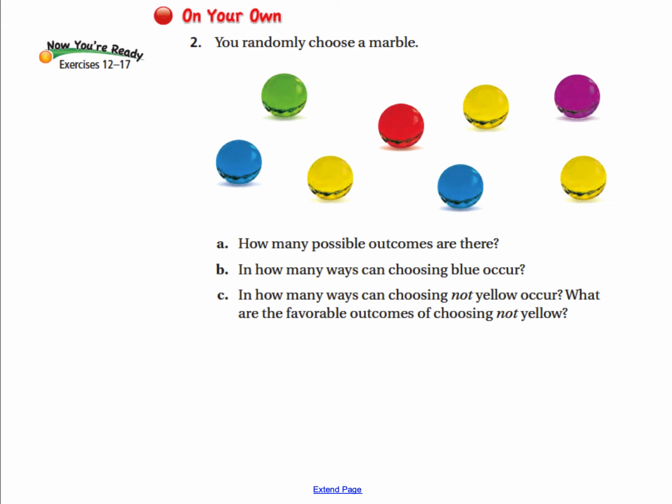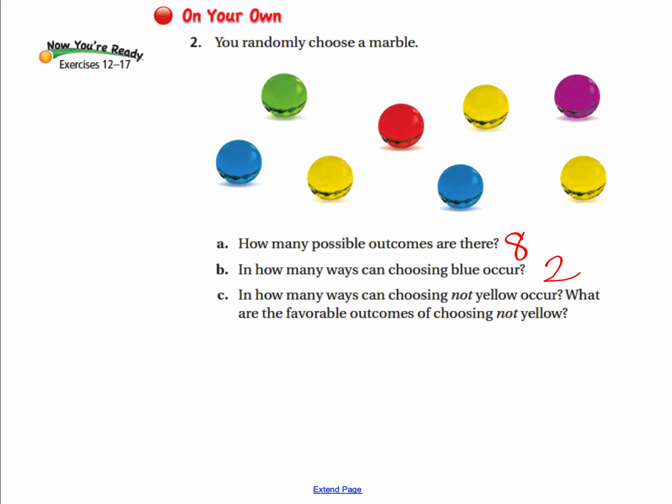Let's look at just a couple more examples. Let's assume you randomly choose one of these marbles. Let's see, there's 8 of them. How many possible outcomes are there? Well, I just gave that answer out. You just count up the number of marbles. There are 8 marbles, so how many possible outcomes? There are 8. Okay, next question. In how many ways can choosing blue occur? Well, choosing blue can occur 2 ways. I could choose this blue marble, or I could choose this blue marble. If I choose any other marble, I will not get blue. So there are 2 ways for blue to occur.